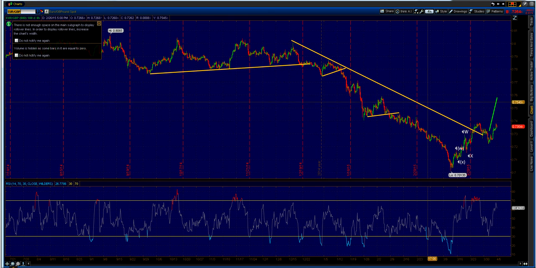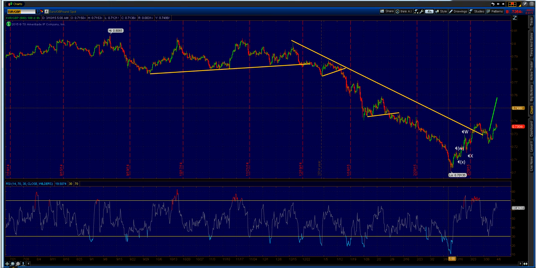Euro pound. I'll stay away from this trade for now. Let's see how prices develop.